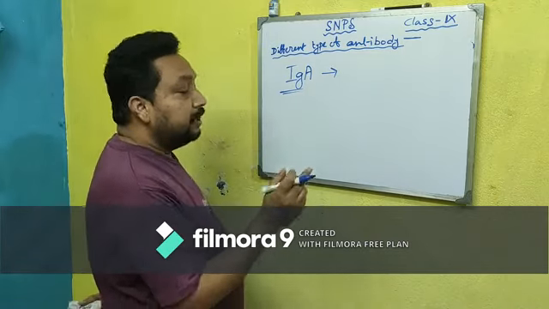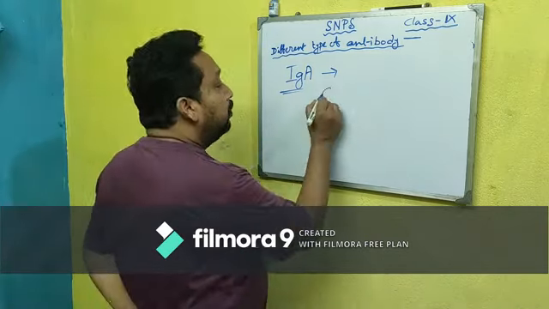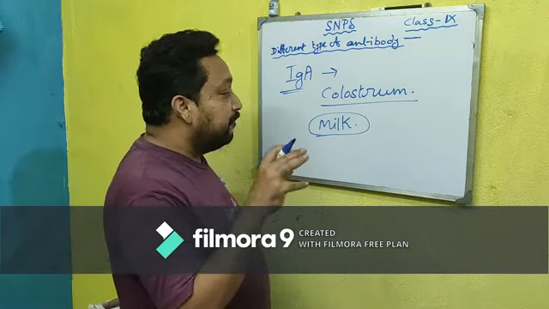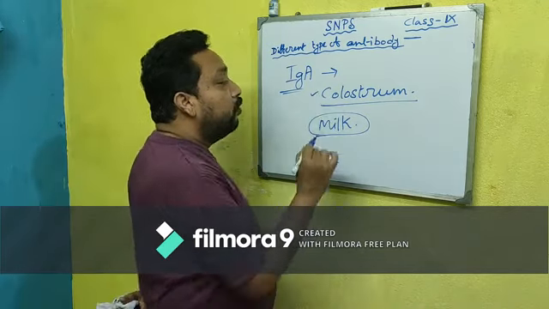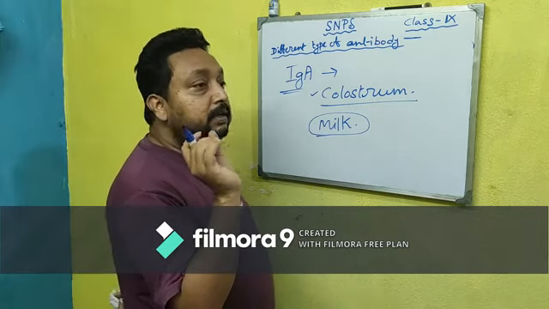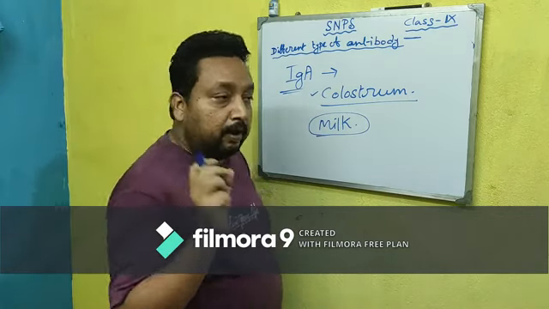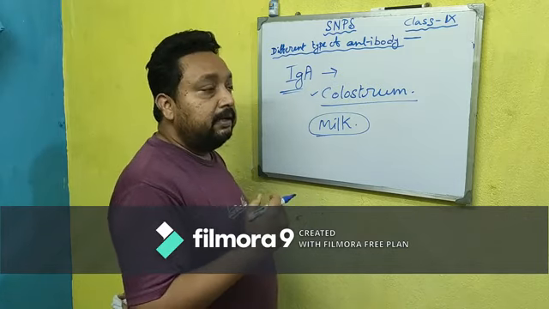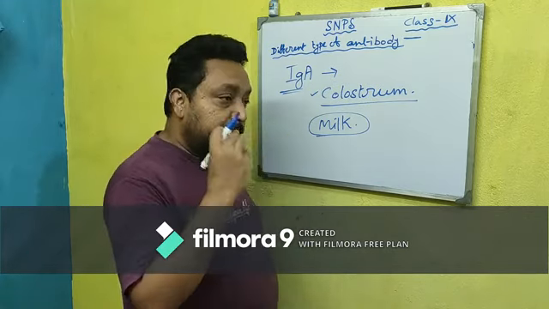Its presence is in the colostrum. You should know this word, colostrum. Colostrum means the milk formed in a mother after the birth of a baby. The first milk is known as colostrum, the yellowish milk that is found in a mother at the beginning time of the birth of a child.